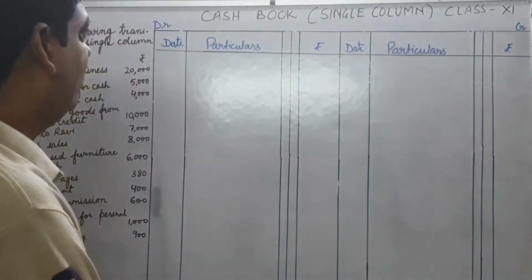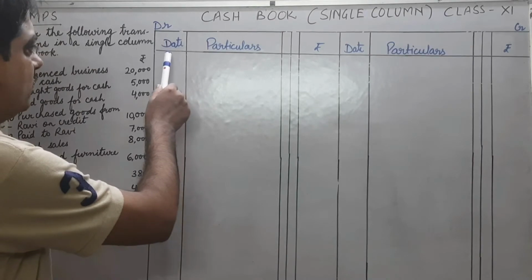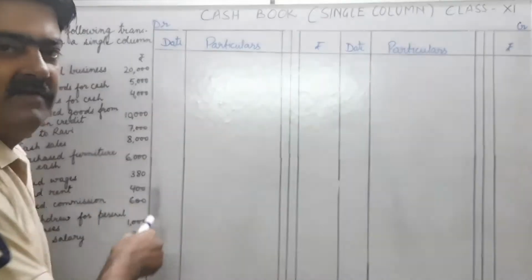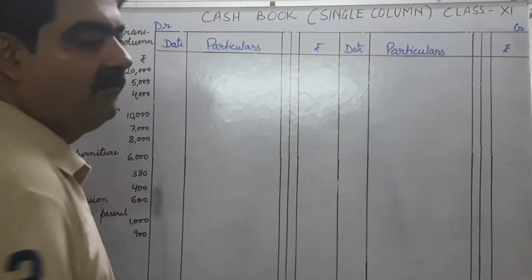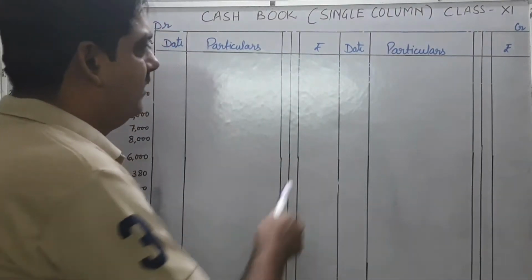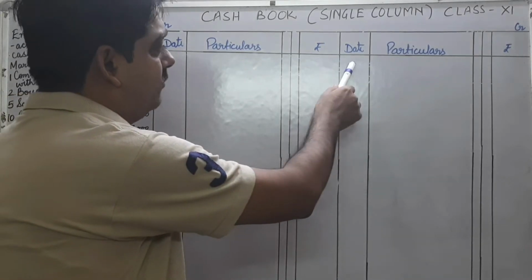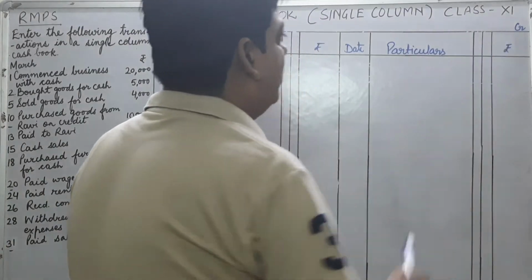So first of all we will discuss the format of single column cash book. See, first column will be of date. In this column we will write all the dates, then particulars, then there will be a column of voucher number and ledger folio, then column of amount, then again after amount there will be a column of date, particulars, voucher number, ledger folio and amount.